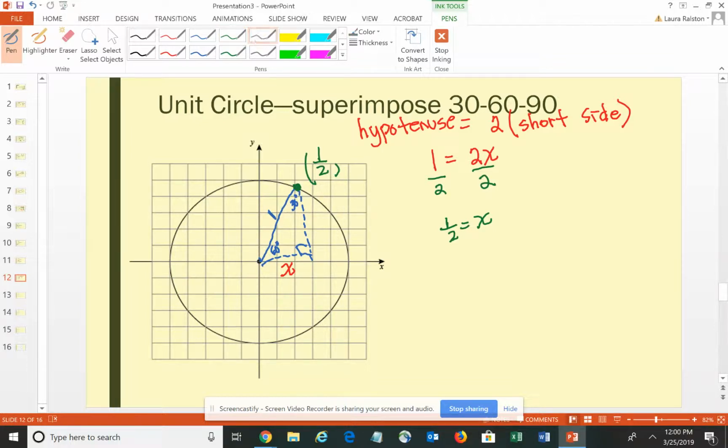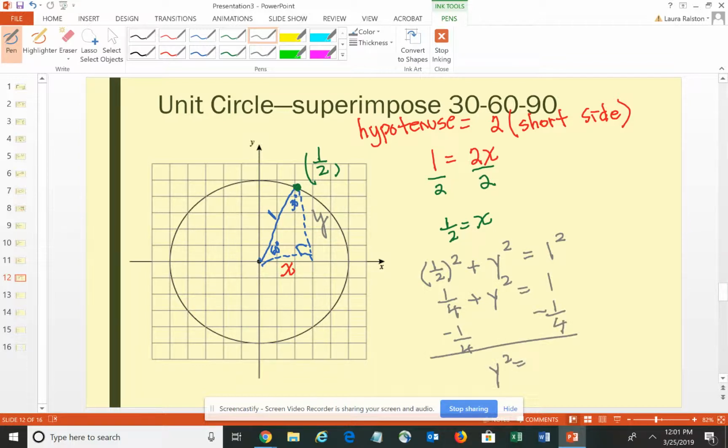Then I can find the corresponding y coordinate, again, by using the Pythagorean theorem. I know that my x, 1/2, squared plus y squared equals 1 squared based off of the circle. So I have 1/4 plus y squared equals 1. Subtract 1/4 from either side, so I have y squared equals 3/4. And then I'm going to take the square root. Again, I'm in the first quadrant, so we know it has to be positive. So I have y equals square root of 3 over square root of 4, which simplifies to square root 3 over 2. So the y coordinate for this ordered pair is square root 3 over 2.